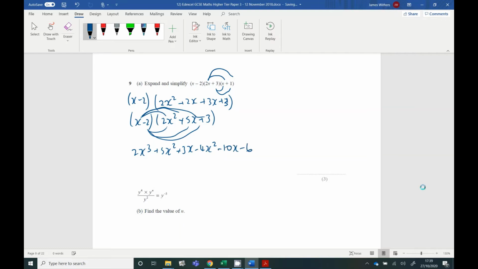Now gathering like terms, we've only got the 2x cubed. Gathering up the x squareds, we've got 5x squared minus 4x squared, which is plus 1x squared, which is plus x squared. And then gathering up the x's, 3x minus 10x is minus 7x. And then we've just got the minus 6 on the end.